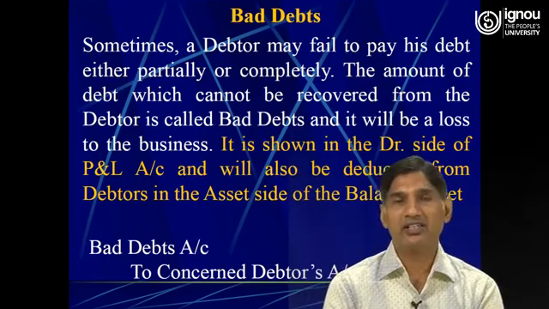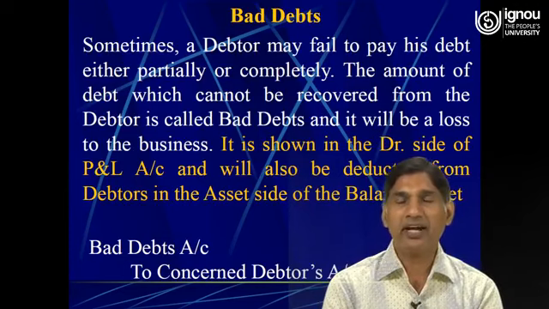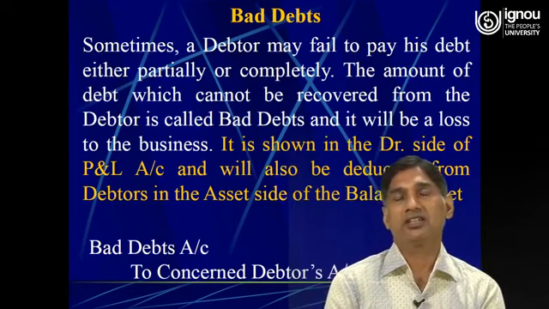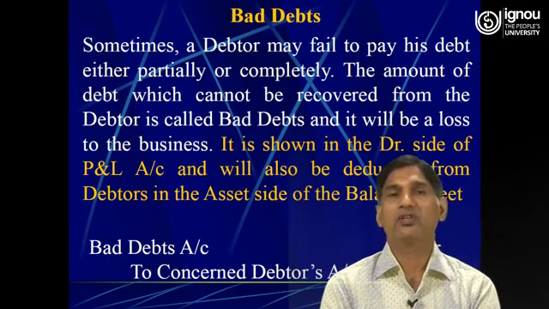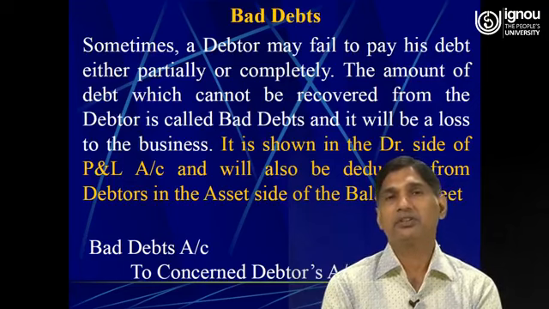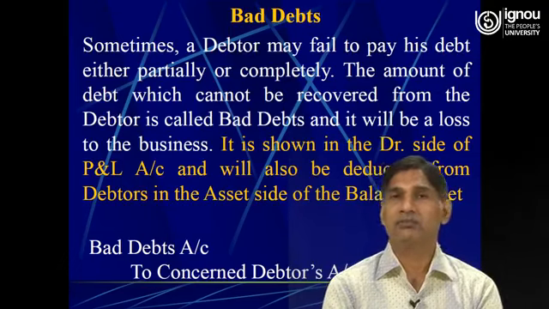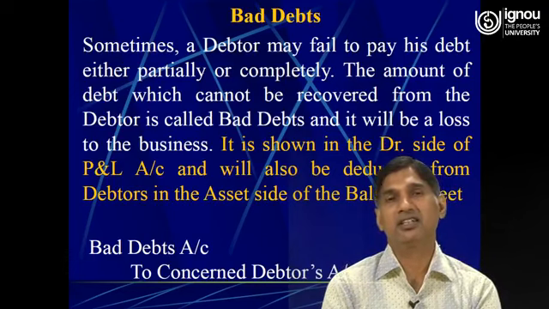Since the amount of bad debts is shown in the adjustments, outside the trial balance, it must have its impact at a minimum of two stages. First, the bad debts will be shown on the debit side of profit and loss account, and the other adjustment is that the amount of bad debts will also be deducted from the amount of debtors on the asset side of the balance sheet. This is how the amount of bad debts is treated while preparing the financial statement of the business.